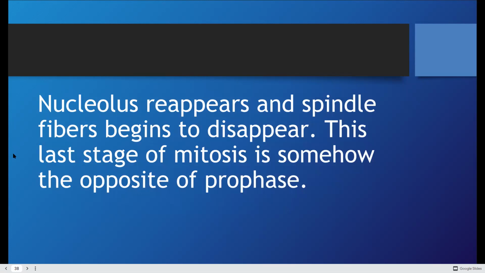This last stage of mitosis is somewhat the opposite of prophase. When you go to prophase, the nucleolus disappears and the centrioles move towards the opposite poles. In telophase, it's different because the spindle fibers disappear and the nucleolus reappears.